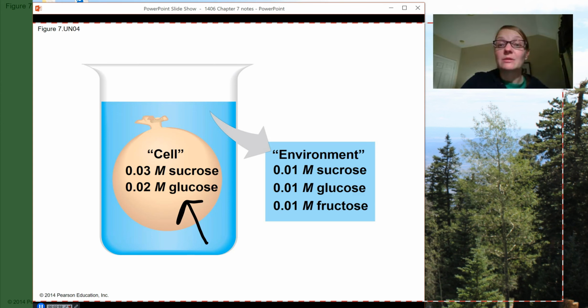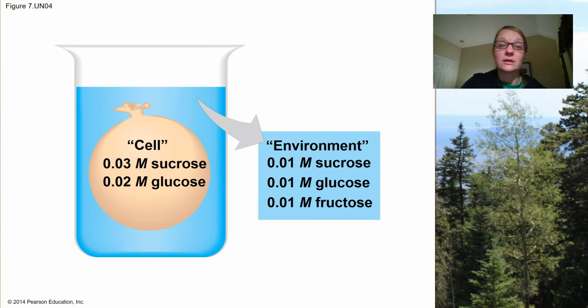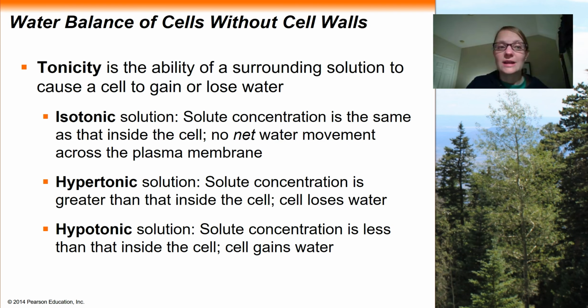And this is in fact exactly what happens to a variety of cells depending on what kind of solution they're hanging out in. They can gain or they can lose water as a result of being in that particular solution. All right, so this is going to bring us to now a discussion of something called tonicity. So tonicity is the ability of a surrounding solution to cause a cell either to gain or to lose water.